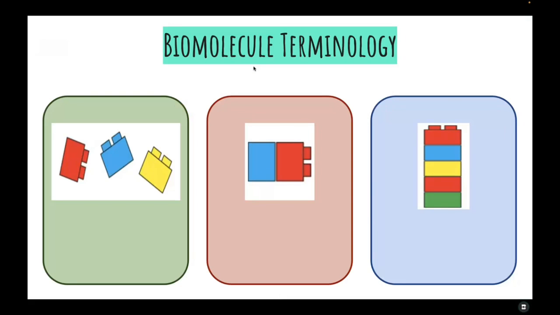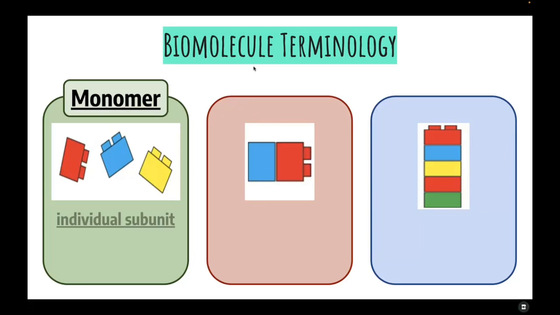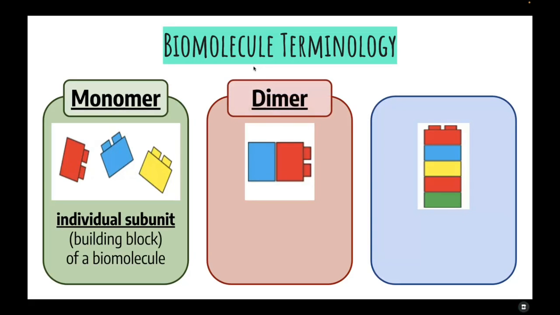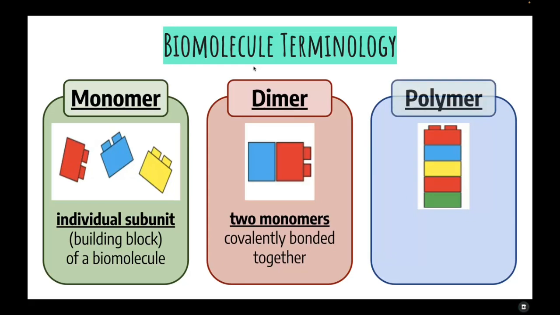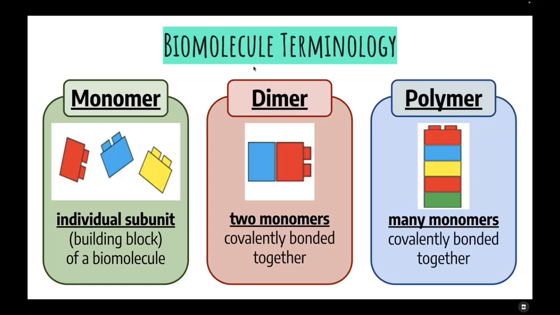So what is a monomer? What is a polymer? A monomer is basically a single building block, like, for example, one Lego brick. A dimer is 2 monomers joined together by covalent bonds. And a polymer is many monomers that are joined together by covalent bonds.